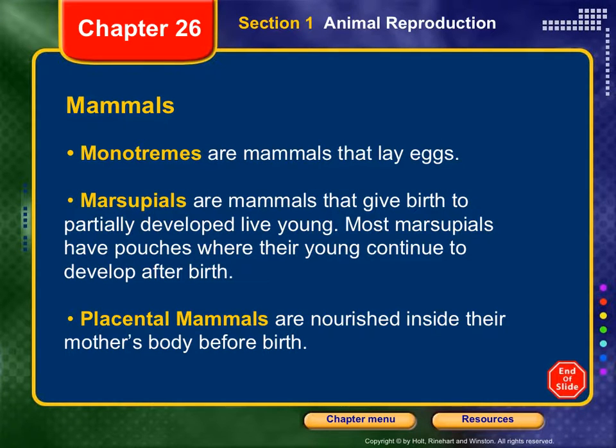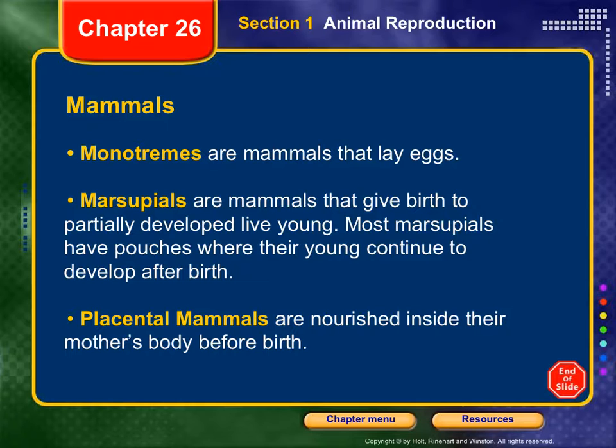Monotremes are mammals that lay eggs. There are not very many monotremes. What would be an example? Platypus. So most mammals don't lay an egg, but the ones that do are called monotremes. Marsupials are mammals that give birth to partially developed live young, and then they have a pouch where the young spend the rest of their time developing after birth. Can you tell me an example? Kangaroos.